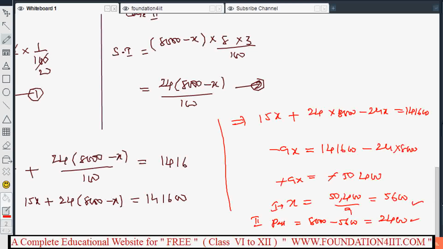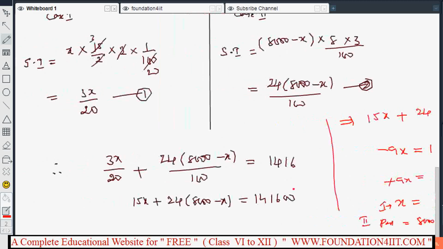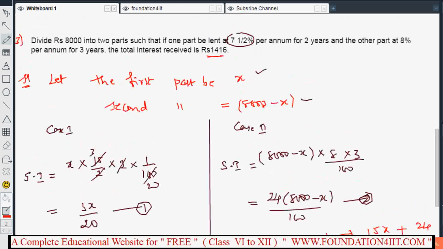These are the two parts. According to the condition they gave, the total simple interest is given, the interest is calculated, so we need to add. According to the problem only you have to take the sum. So first you take the given data, and based on that we take the problem in an easy method. So this is the way we can solve and simplify.